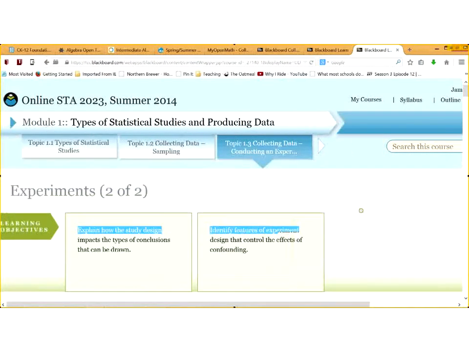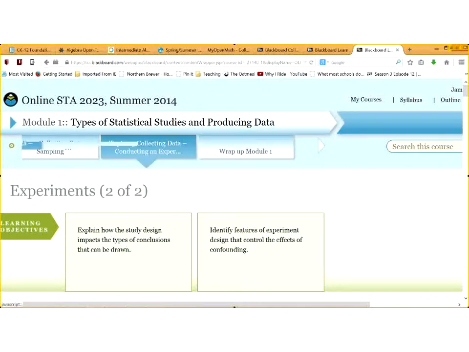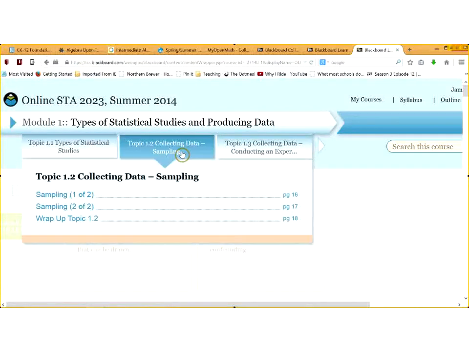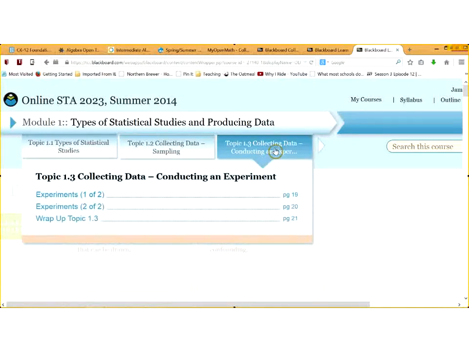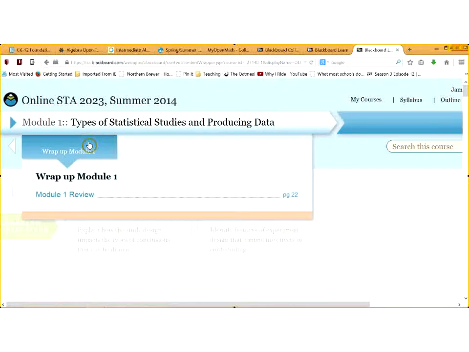The last thing I want to say is that I showed you the checkpoints at the end of each topic. If you go to the wrap-up page, there's also a checkpoint there. If you look at topic 1.1, you'll see there's a wrap-up page. If I look at topic 1.2, there's a wrap-up page. If I look at topic 1.3, there's a wrap-up page. And then there's also a wrap-up page for the whole module. There is a checkpoint for each of those things. So there's a checkpoint for every topic, and then there's a checkpoint for the whole module. So for module 1, there's 4 checkpoints that you need to do. If you do those 4 checkpoints, you'll be good.